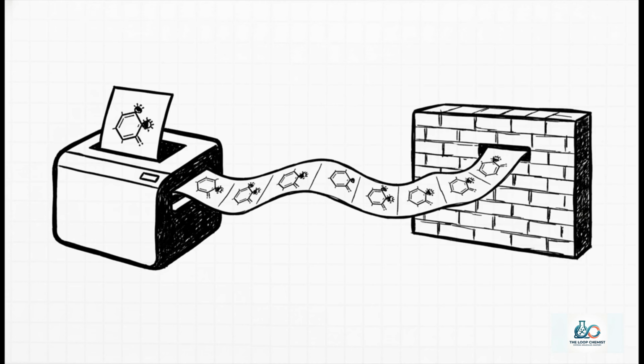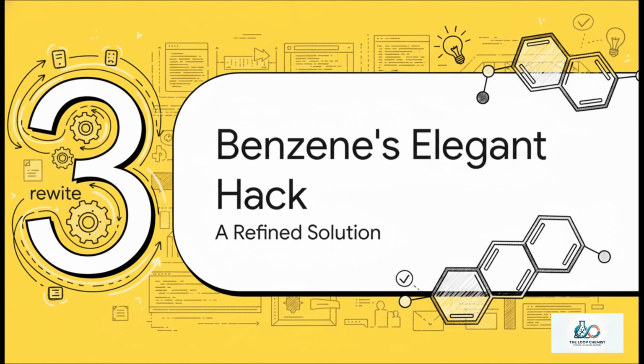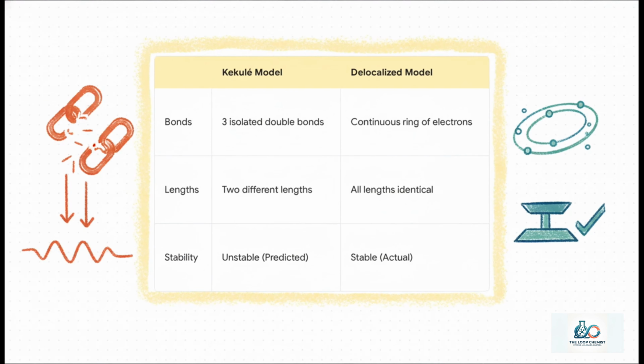It's like trapping ourselves in a bug-filled loop that keeps us from ever finding the truly elegant solution. Okay, so version 1.0 crashed hard, but then came the rewrite. The elegant, refined solution that fixed everything. This is benzene, version 2.0, the elegant hack we've been talking about. So let's put them side by side. On the left, you've got the old Kekulé model, a mess of different bond lengths and separate double bonds. But look at the new model on the right. This introduces a totally game-changing idea, a single continuous ring of electrons shared by all the carbons.